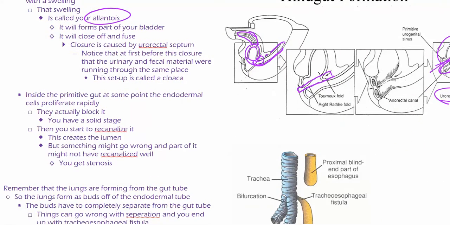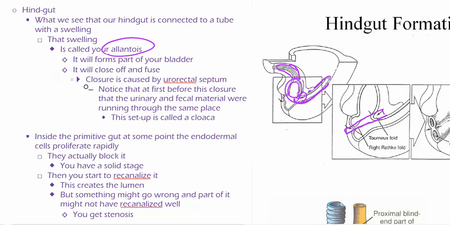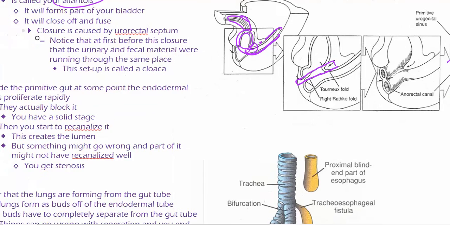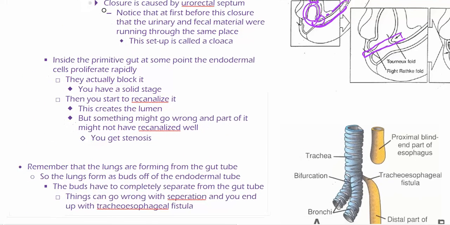So the hindgut formation is just this: before, you have the hindgut connected to your urinary system, and you have something called the allantois. So what happens is that you have the urorectal septum. Your urorectal septum separates the two, and then you have your hindgut by itself. And that's really all you need to know about that.